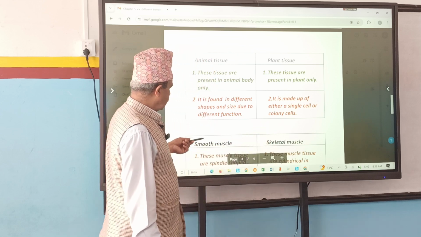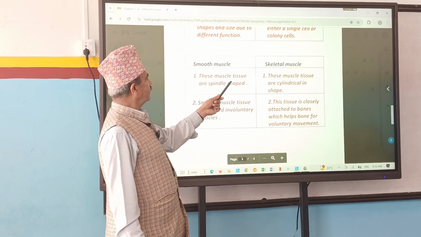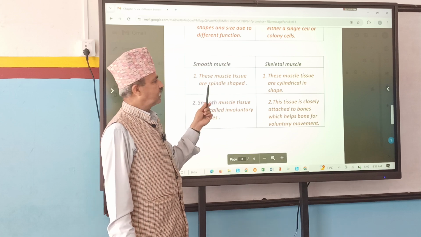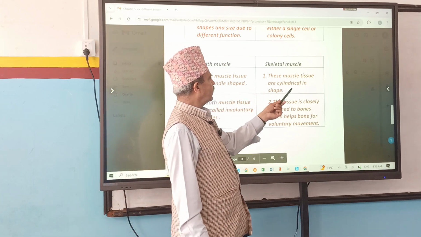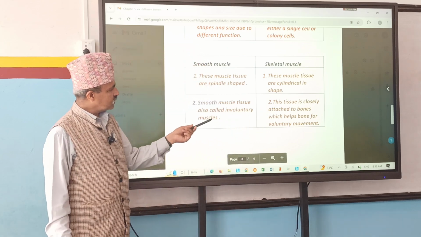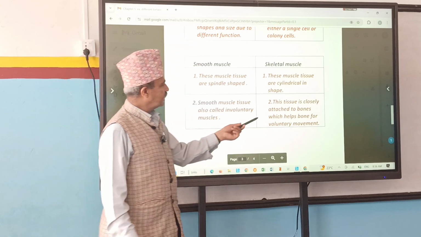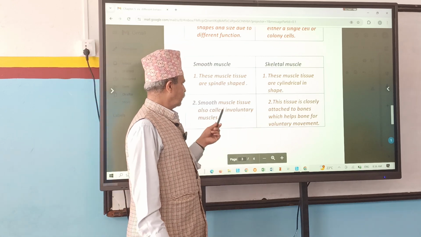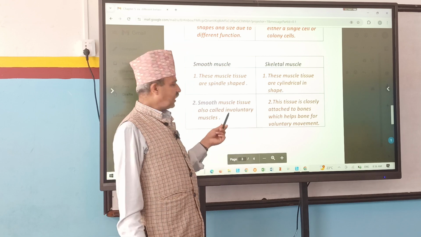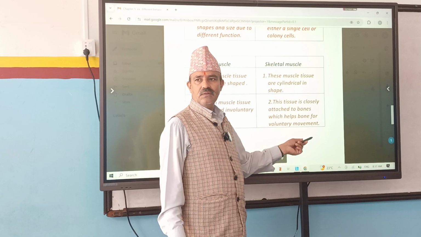Right? Smooth muscle and skeletal muscle. Smooth muscle tissues are spindle shaped. Skeletal muscle tissues are cylindrical in shape. Okay, this is right. Smooth muscle tissues are also called involuntary muscle, and skeletal muscles are called voluntary muscle. So see, the difference also became a bit odd type, right? They are called involuntary muscle. What are they called? Voluntary muscle. Understood, Anand?